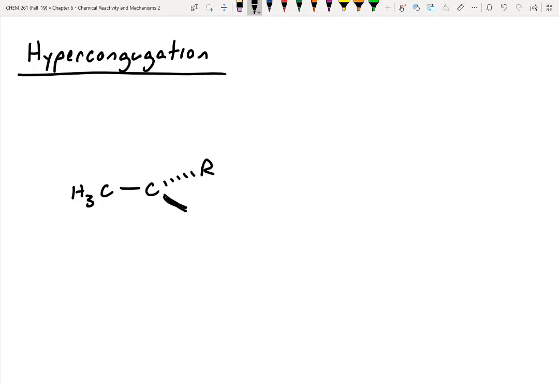And I'm just going to use R groups over here just to keep things relatively simple. If we think about this carbocation right here, what's the hybridization for it? Must be sp2, right? What about this carbon over here? sp3. All right, so let's try to draw this a little bit differently.